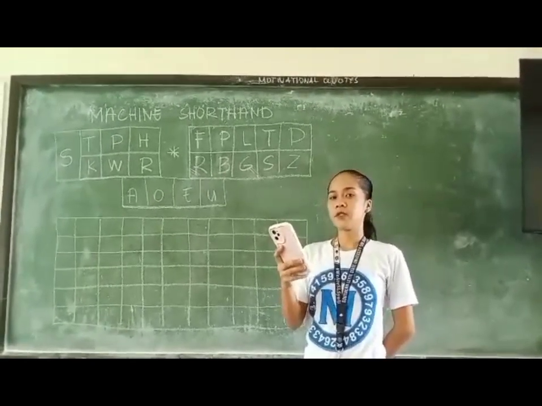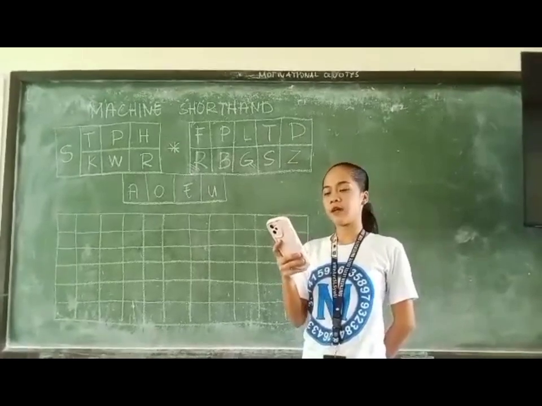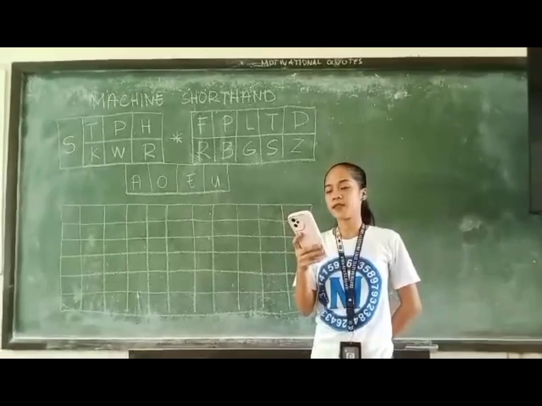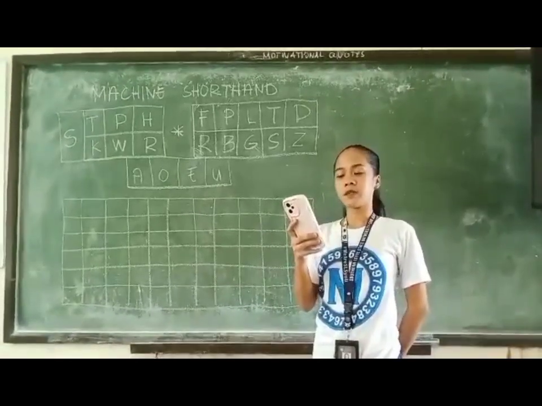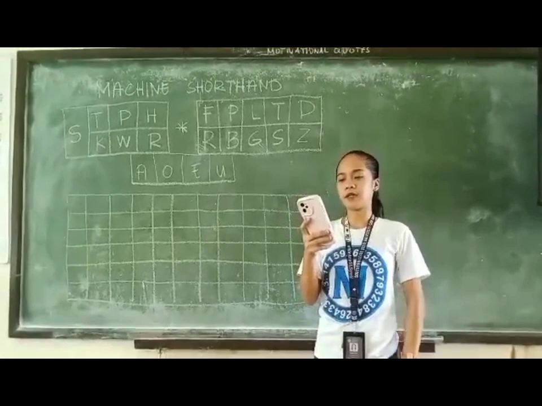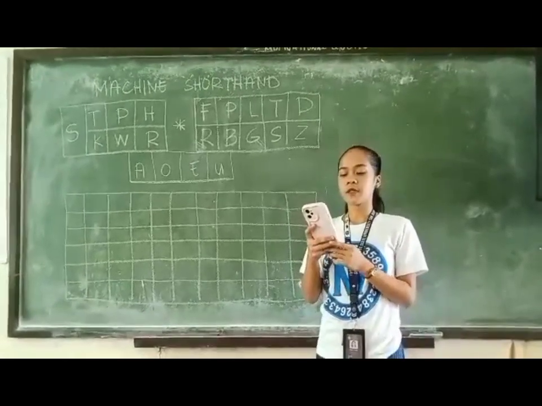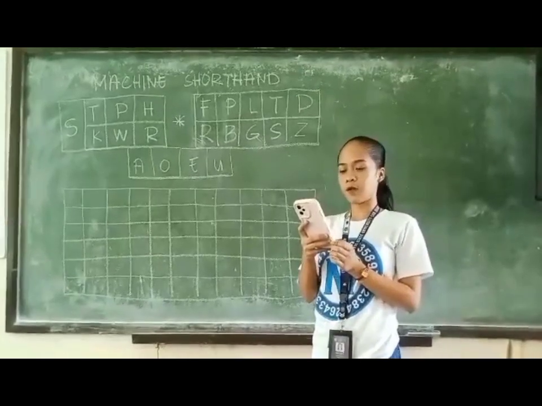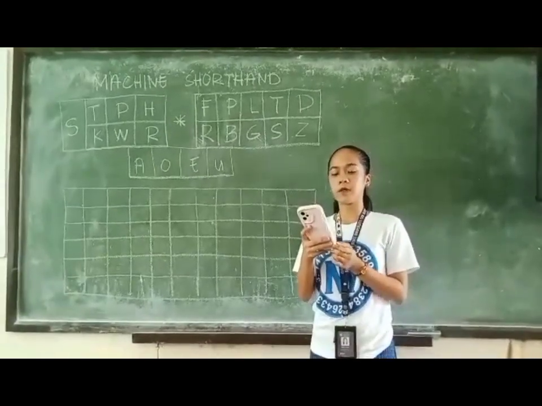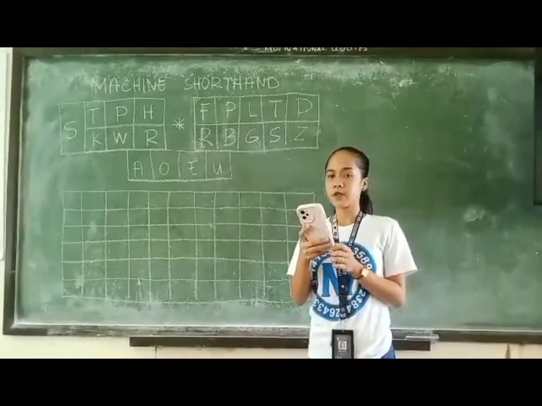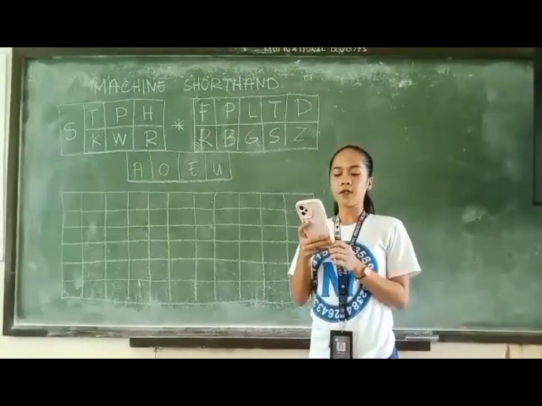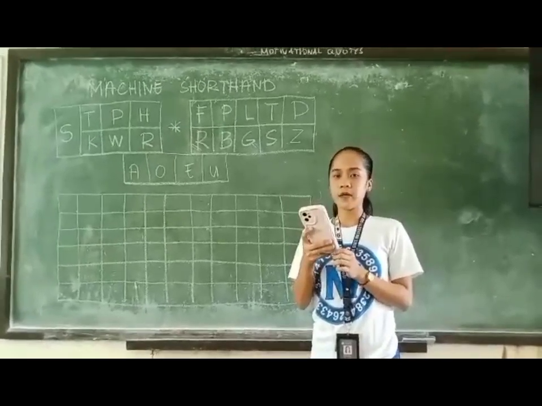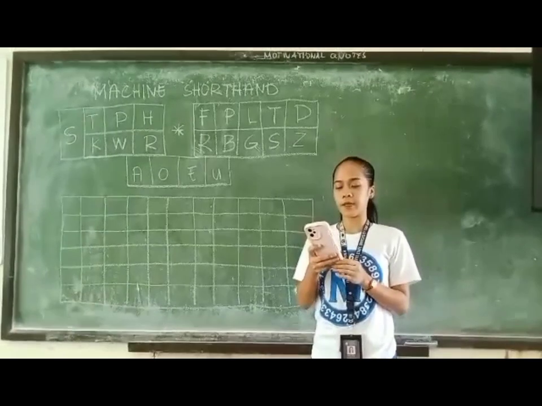What are the steps in machine shorthand? The first step in machine shorthand involves developing a robust and accurate natural language processing, or NLP, system. This system typically includes several key components. First is speech recognition. The initial step is often focused on converting spoken language into written text. Advanced speech recognition algorithms are employed to analyze audio input and transcribe it into a textual format.